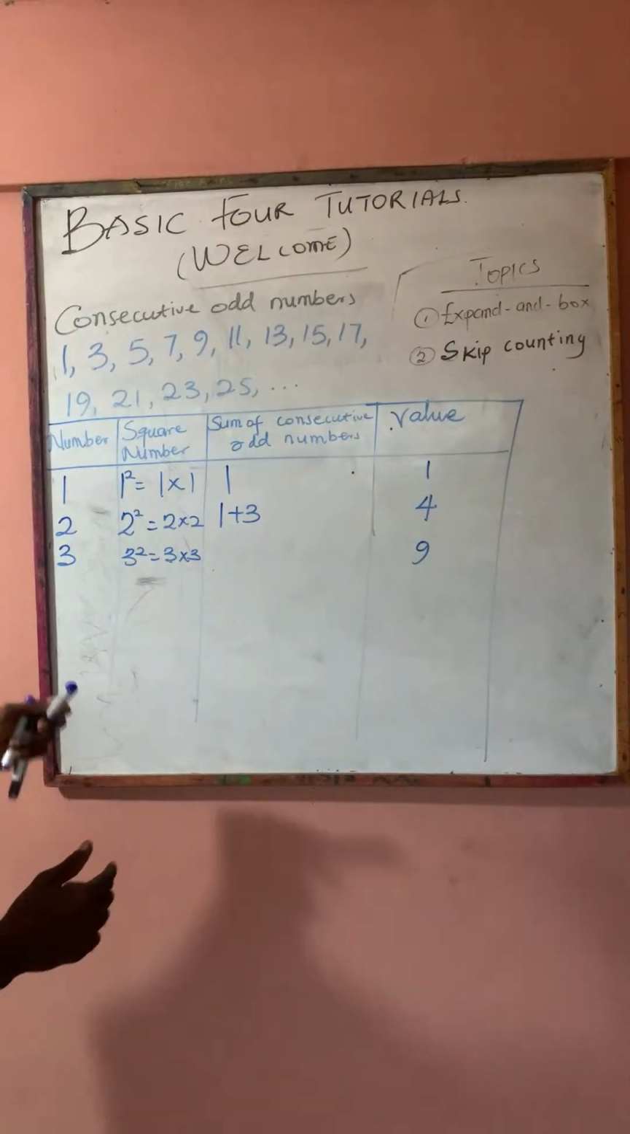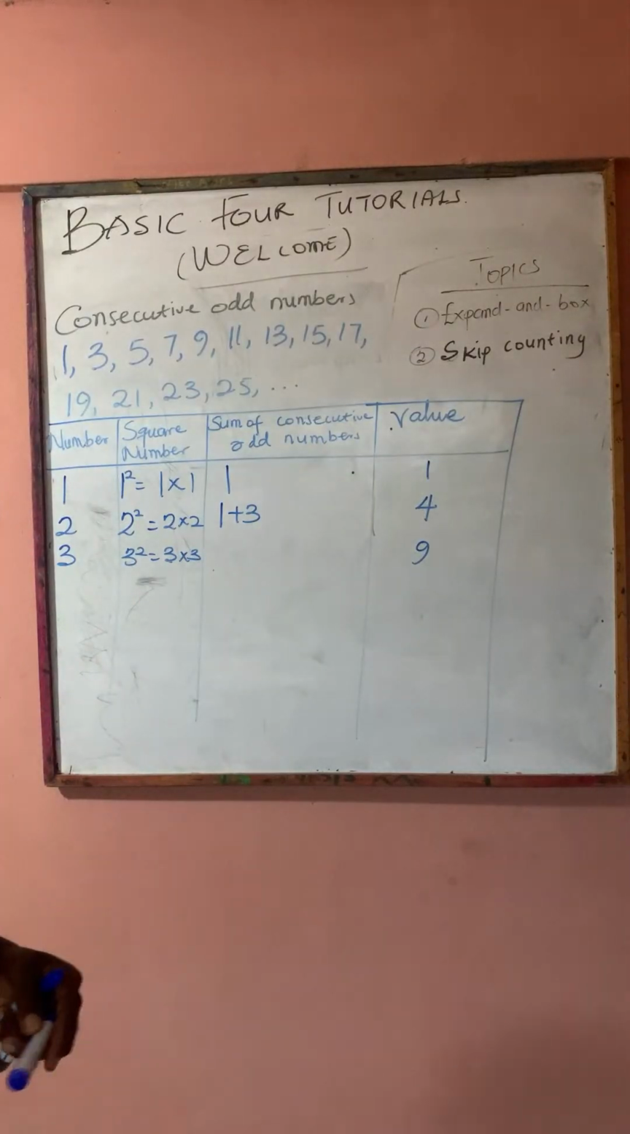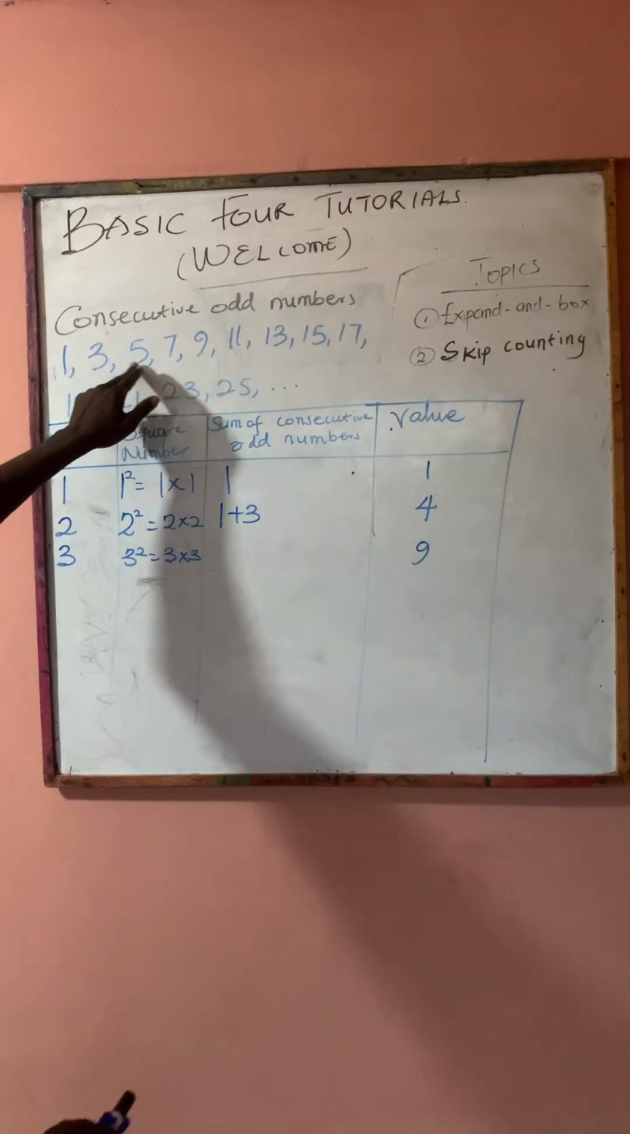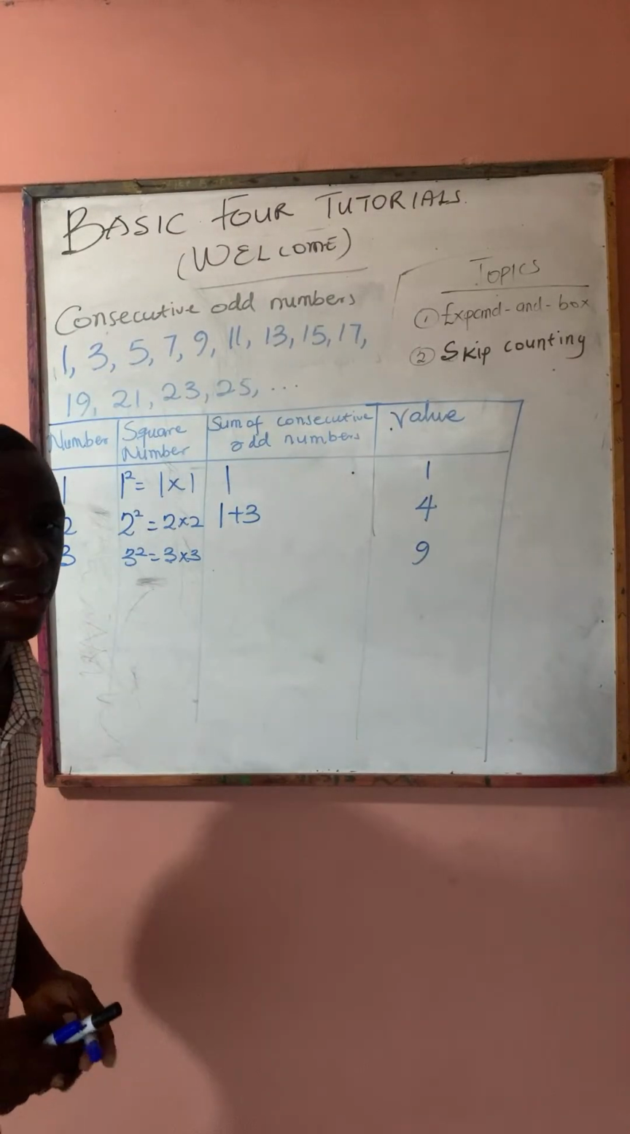Now, which odd numbers will be added to give us the value of 9? Please use the comment section. Okay, Israel is giving us 1 plus 3 plus 5. Good. Austin is giving us 1, 3, and 5. Good. Brendan is also giving us 1 plus 3 plus 5. Good. Thank you. You can see that when we add these 3 odd numbers, we get the value of 9.